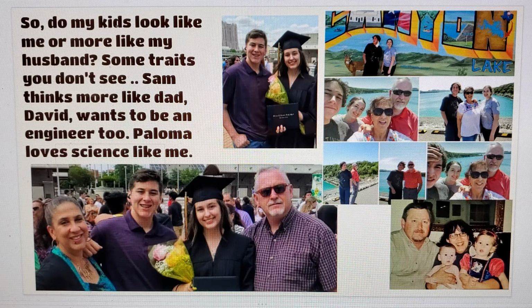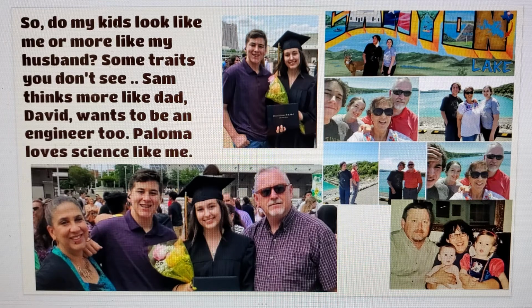And again, some traits you can see, like my son Samuel, he really likes math. He's definitely more analytical like my husband. So I think he wants to be an engineer. It would make sense. And then my daughter Paloma, she loves science just like I do. So again, those are traits that you can't see, but are there as well.